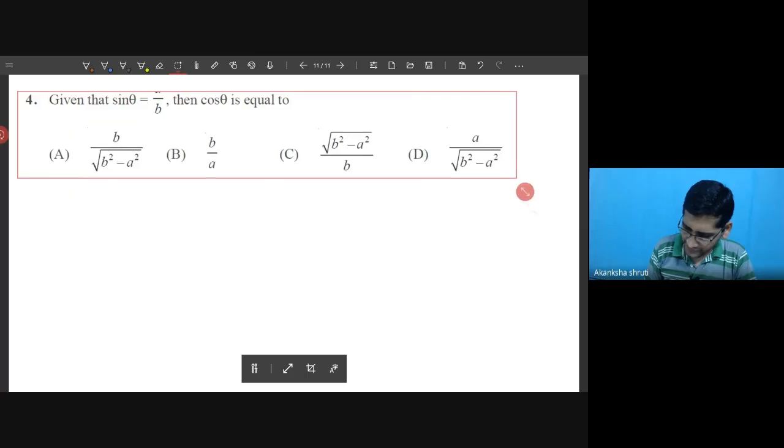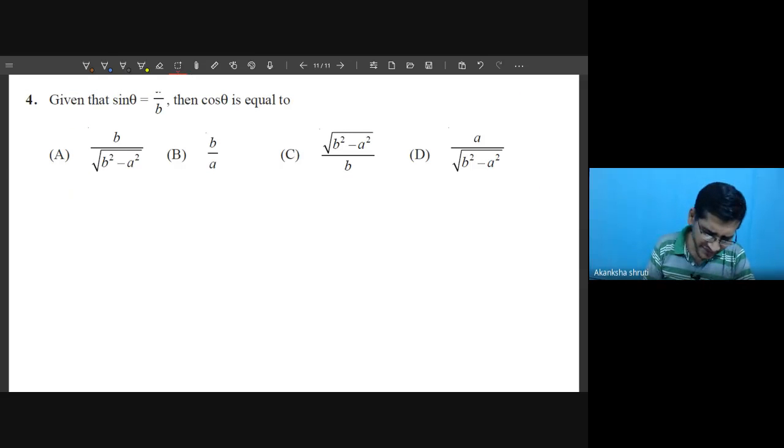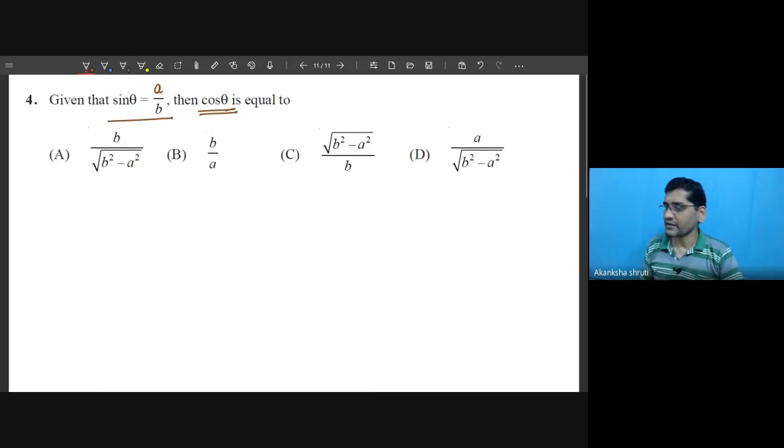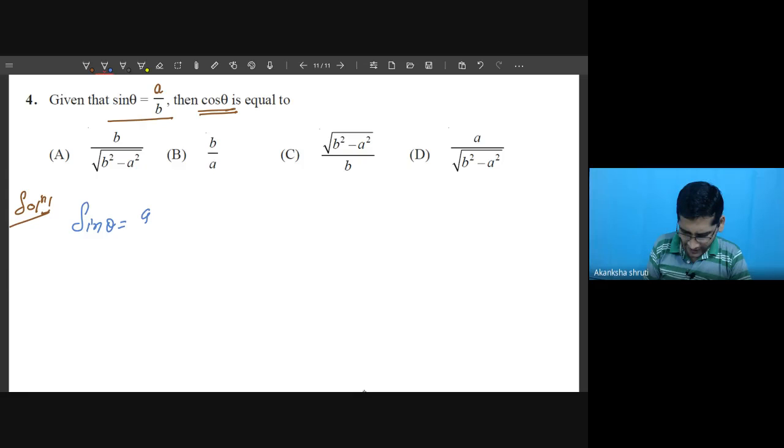Student, watch this. Whatever we have done last day, the same is also true here. It is given that sine of theta is a by b. Then you have to calculate cos of theta. Whatever ratio is given, from that you have to calculate the others. If sine of theta is given, it simply means that the perpendicular and hypotenuse ratio is given. Sine of theta is equal to a by b.